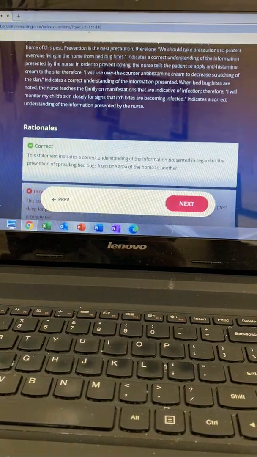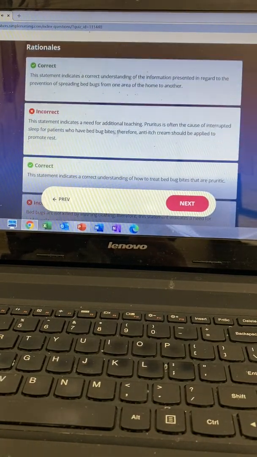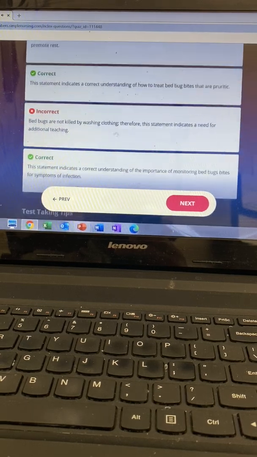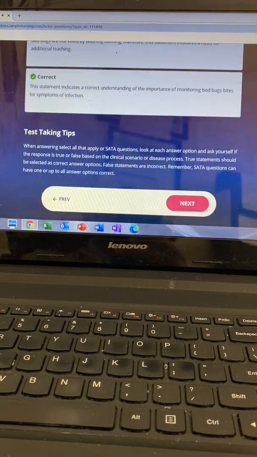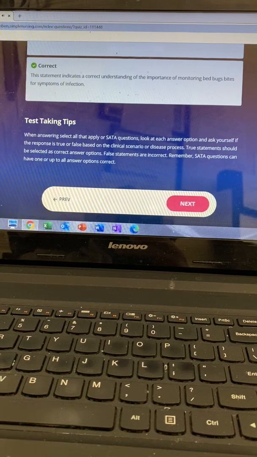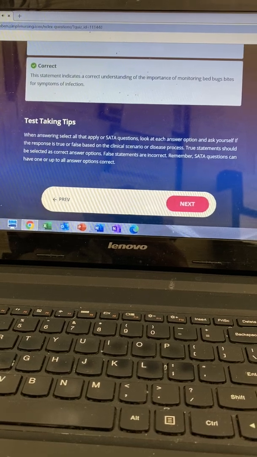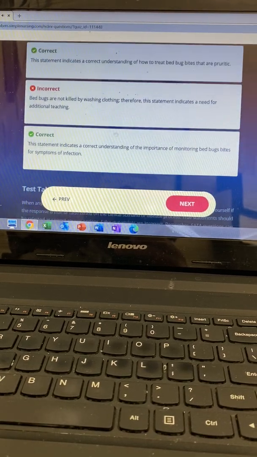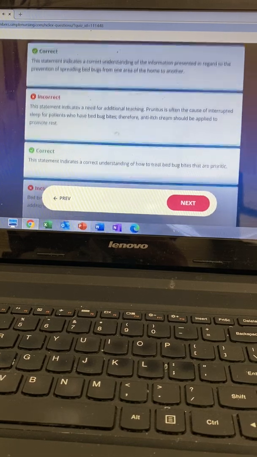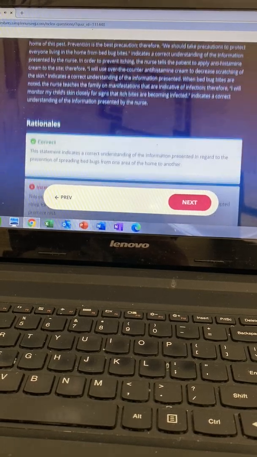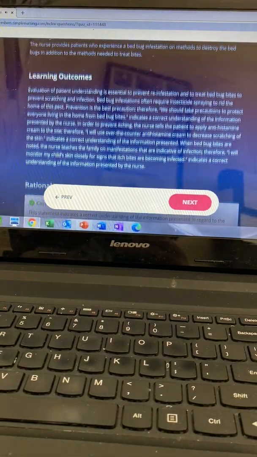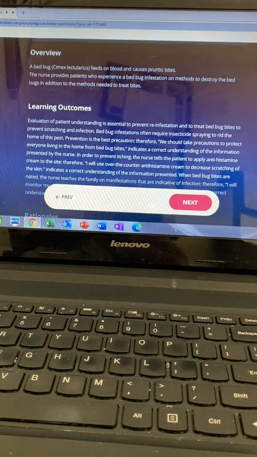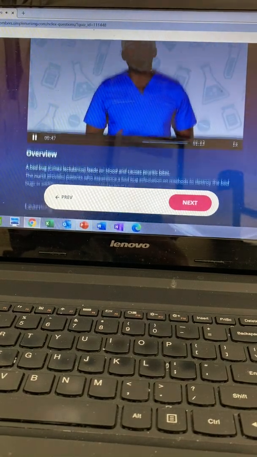Everyone should be protected because bed bugs are quickly and easily spread. Now, option number 2 is incorrect. You should use anti-itch at night to prevent waking up and scratching, which interrupts sleep. And option 3 is correct. Over-the-counter antihistamines prevent scratching and itching, which decreases the risk for infection with that broken skin.